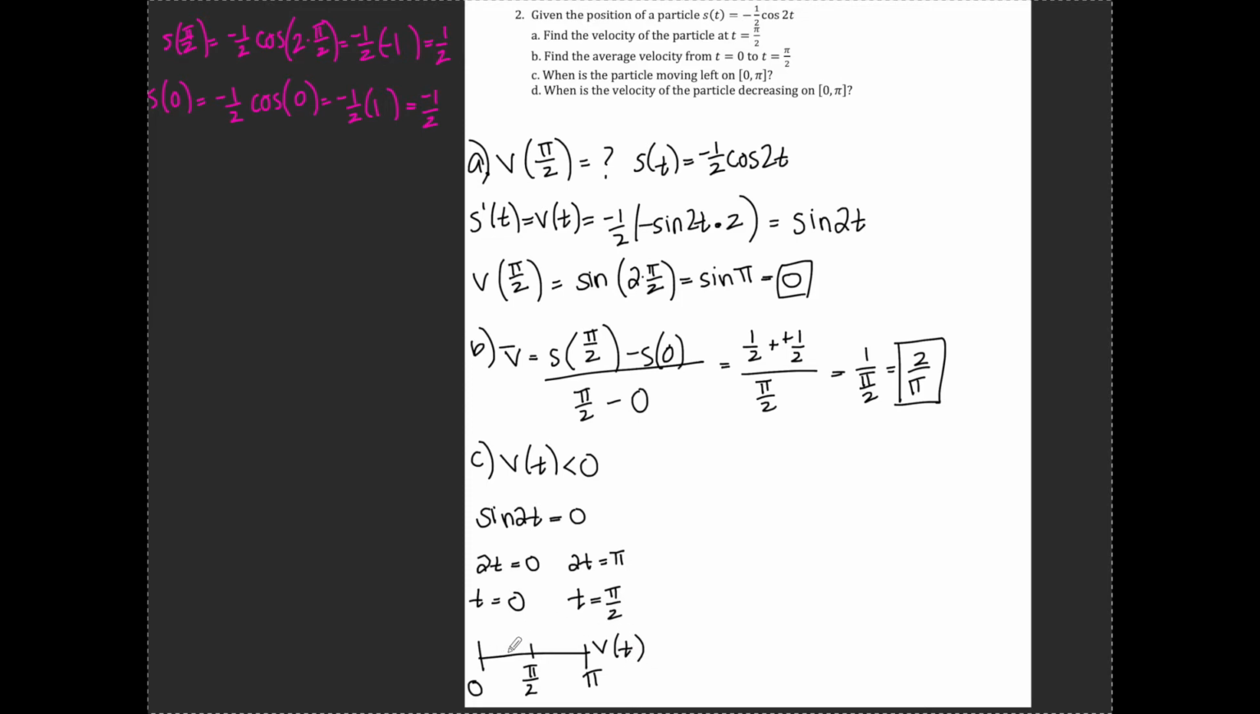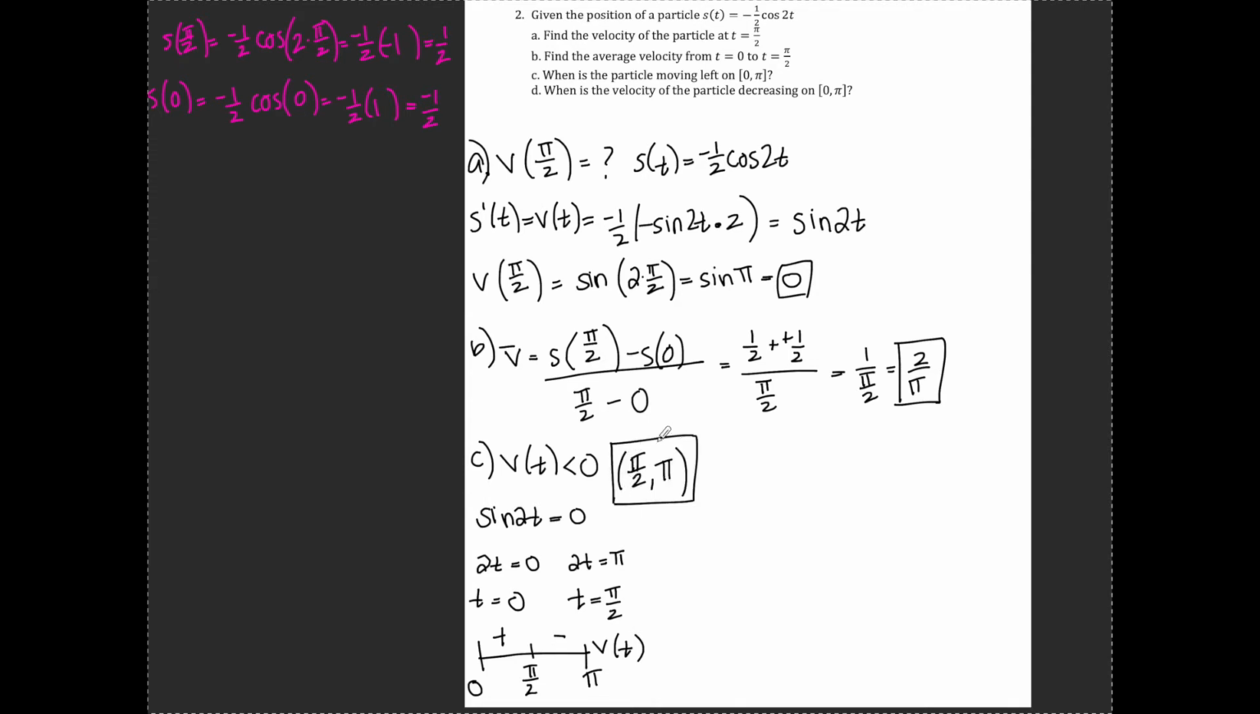If I choose something between 0 and pi over 2, say I pick pi over 4, 2 times pi over 4 is pi over 2, and I know that sine of pi over 2 is positive 1, so I'm positive in this section. If I pick 3 pi over 2 in this section, 2 times 3 pi over 2 is just pi, and sine of pi is negative 1, so I'm negative in this section, which means that my particle is moving left from pi over 2 to pi.